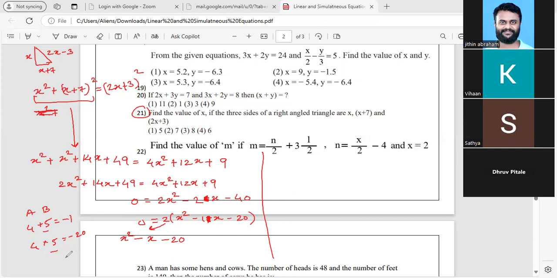Obviously, we'll have to do the same thing over here. So 4 minus 5 gives you minus 1. 4 multiplied by minus 5 gives you minus 20. So my condition is satisfied. My numbers are minus 5 and 4.